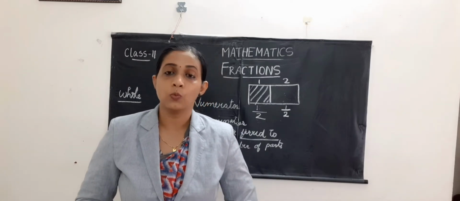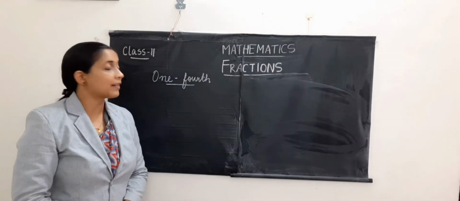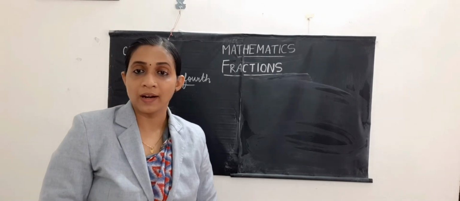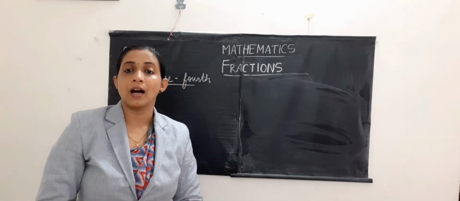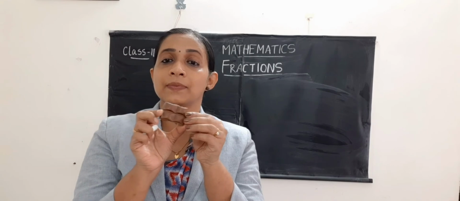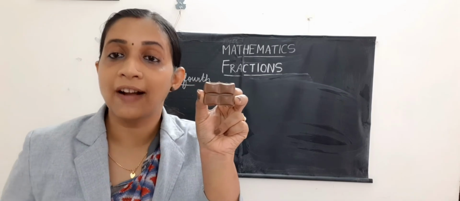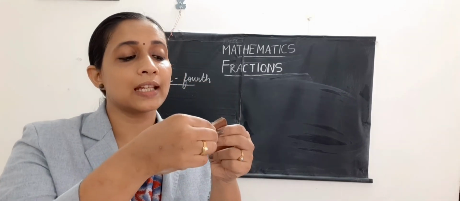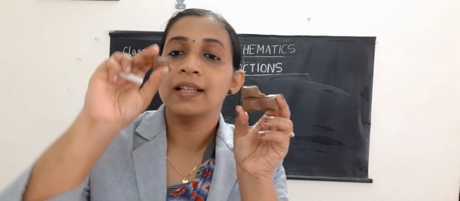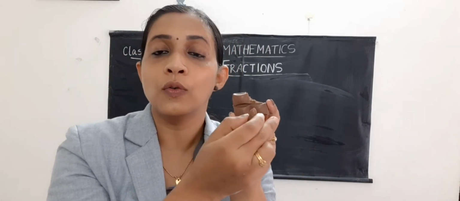Now let us see what is a quarter or 1/4. Next is 1/4, one fourth. What is 1/4? One part out of 4 is called 1/4. For example, here we have 4 equal parts: 1, 2, 3, 4. If you take 1 out of this, we have taken 1. This is called 1/4, one part out of 4.